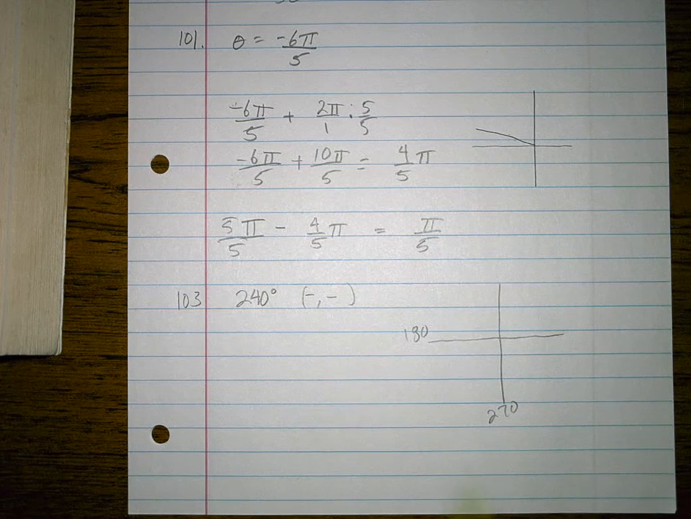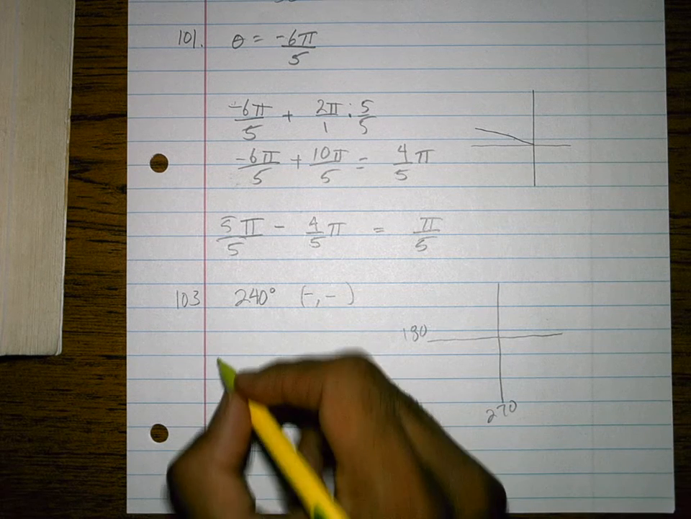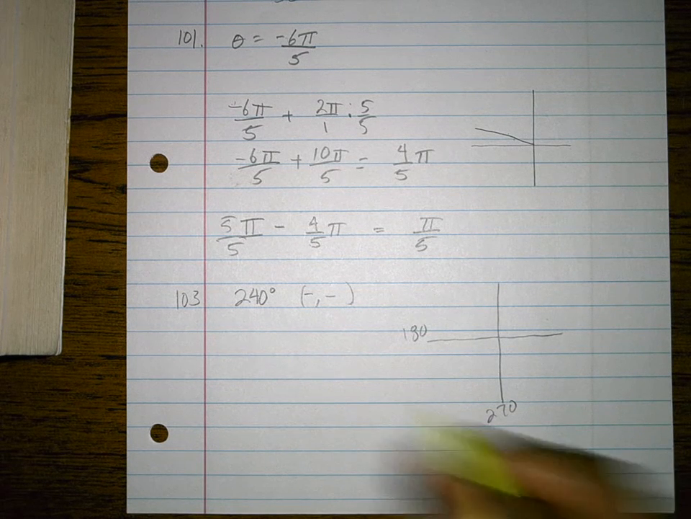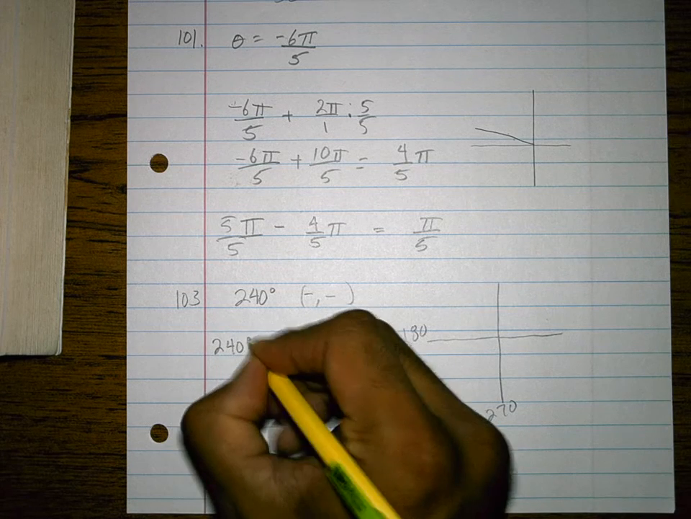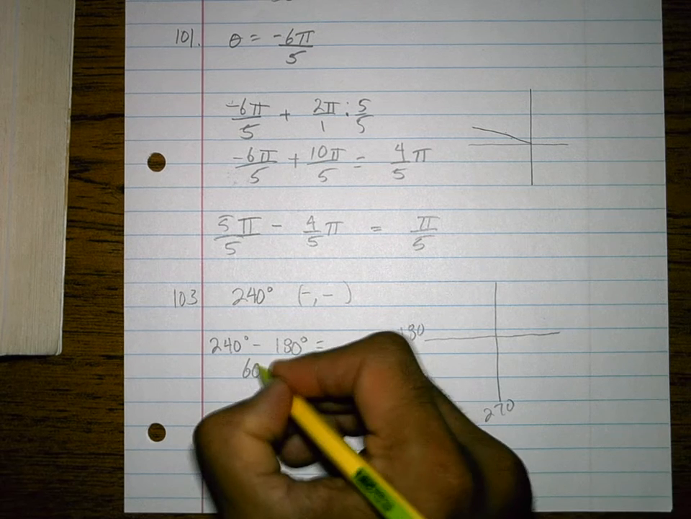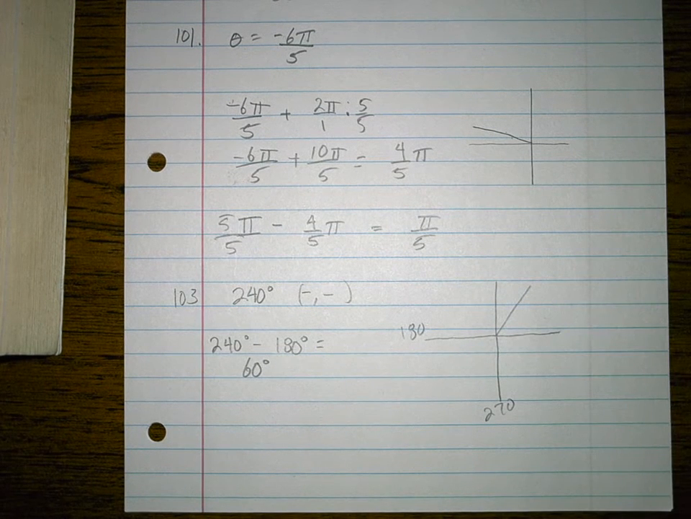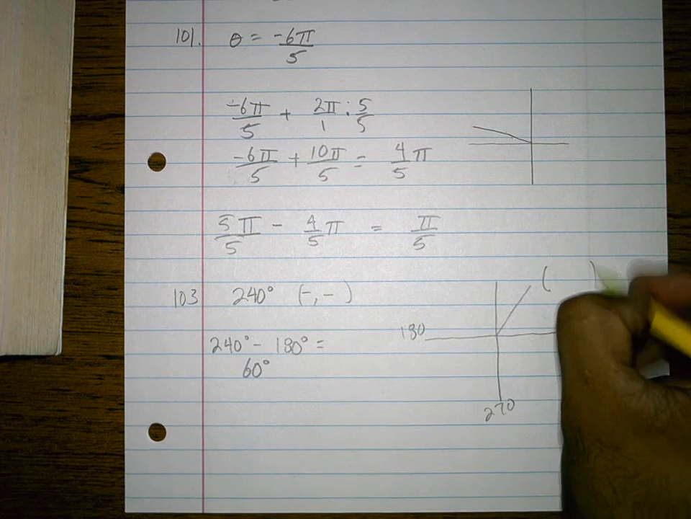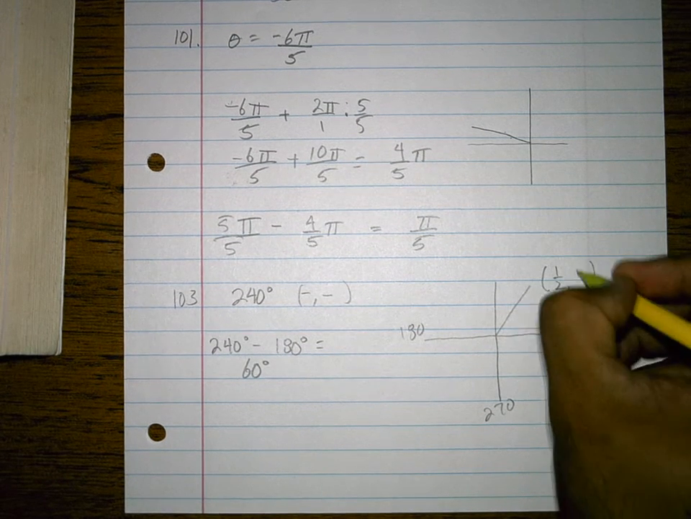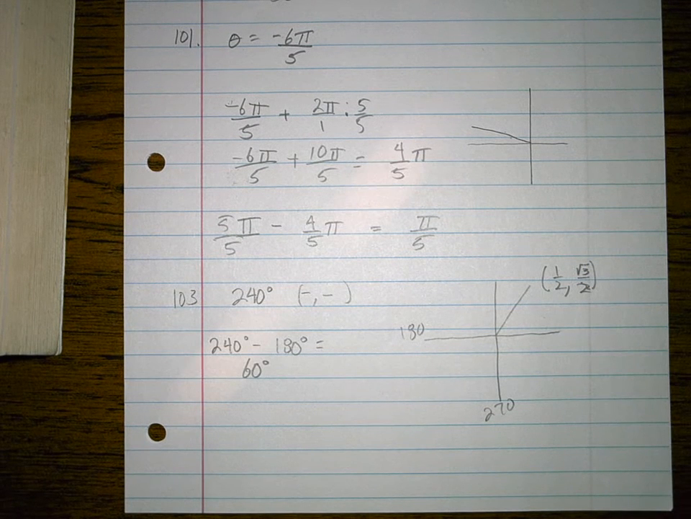What I want to do is get into quadrant 1, so I'm going to do 240 minus 180, trying to get to my reference angle. That gives me 60 degrees. So the reference angle is 60. Well, I know sine and cosine for 60. That's a half and root 3 over 2.